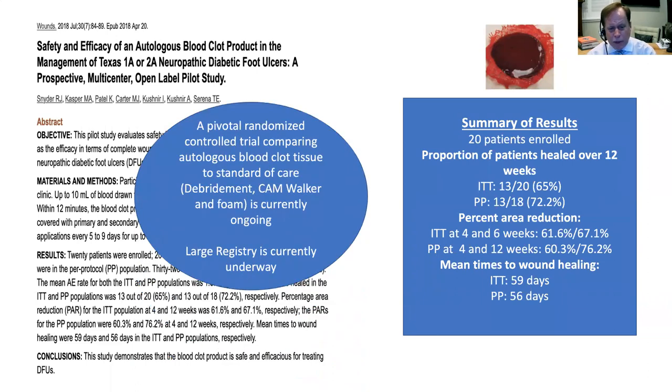Now, what's important to understand is, again, this was an open label study. Currently, there is a pivotal randomized controlled trial comparing autologous blood clot tissue to standard of care. We're going to be using, and are using, debridement, a cam walker, and foam to create moist wound healing. And this is currently ongoing. We also have a very large registry that is underway utilizing this therapeutic regime. And we've had very, very favorable results in some of the most complex wounds, including wounds that have exposed tendon, muscle, and bone.